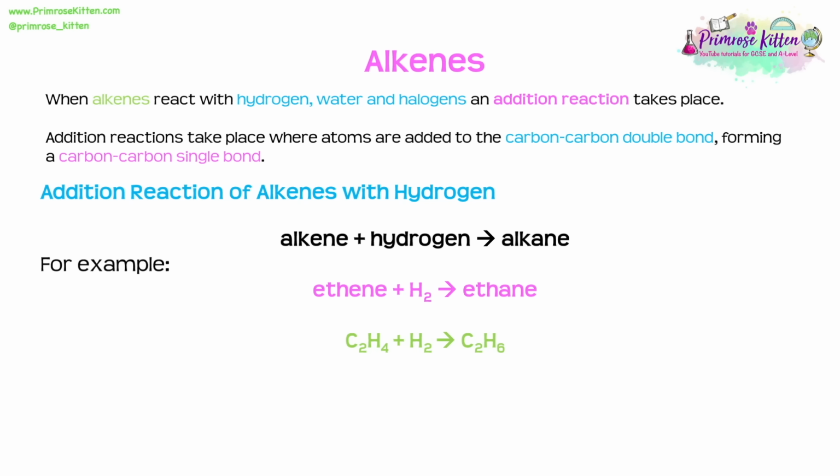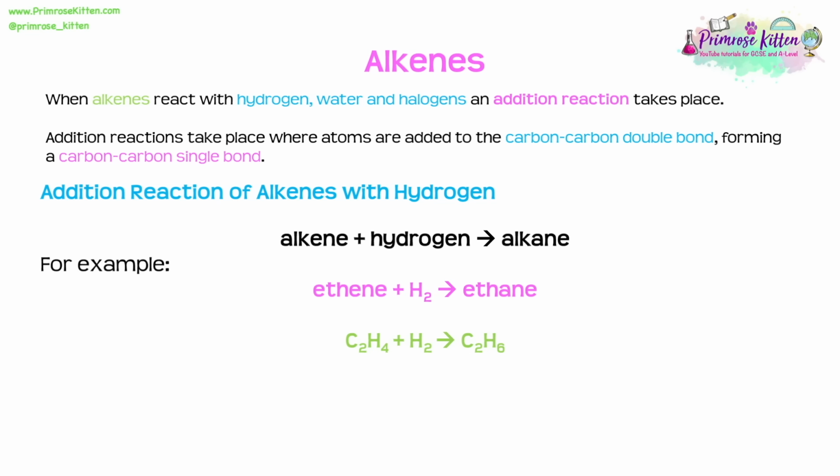When alkenes react with hydrogen, water and halogens, an addition reaction takes place. Now, addition reactions take place where atoms are added to that carbon-carbon double bond. So we break the double bond and add on new atoms. This means that we're going to form some new bonds with the reactant atoms, but also that carbon-carbon double bond will now become a carbon-carbon single bond.